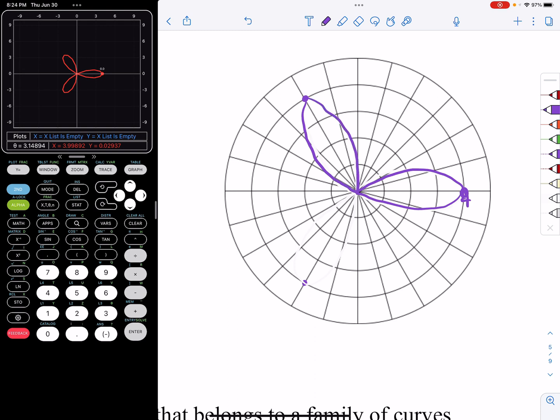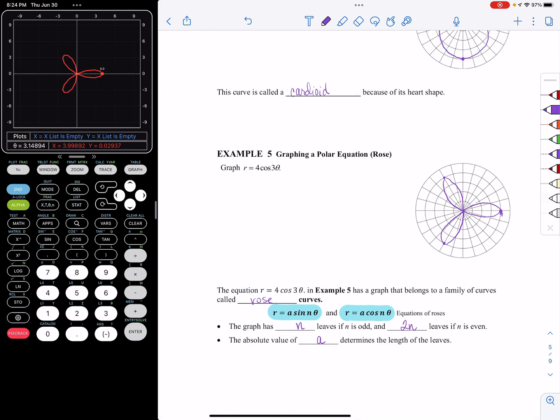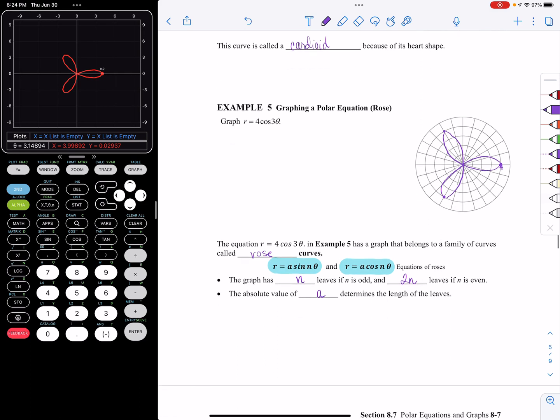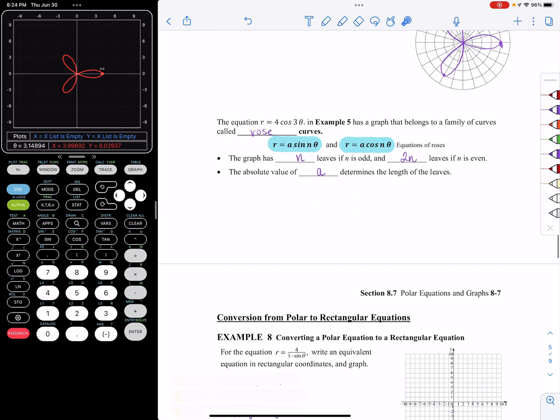And then if you go another 120 degrees, my 3rd leaf is going to be at the 240 degree mark, again going out to ring 4. So that would be an example of your 3-leaved rose. A couple of interesting things here that we can point out. These two are our rose equations, and just a few little interesting things. You can kind of play around in your calculator with these.